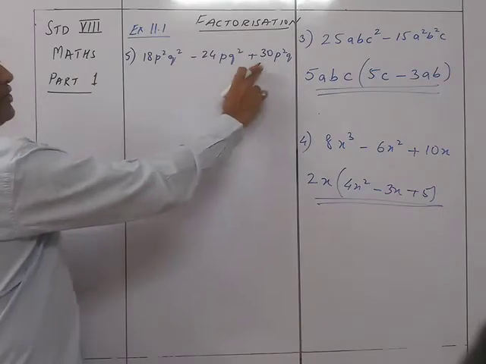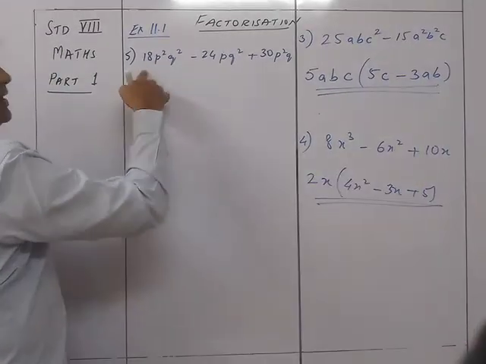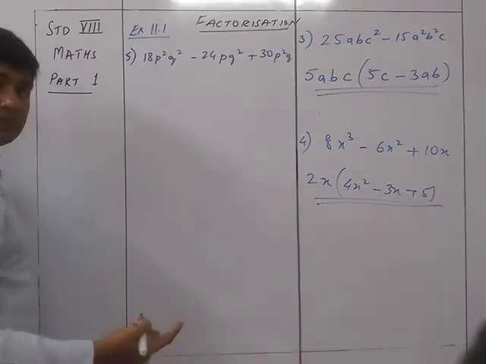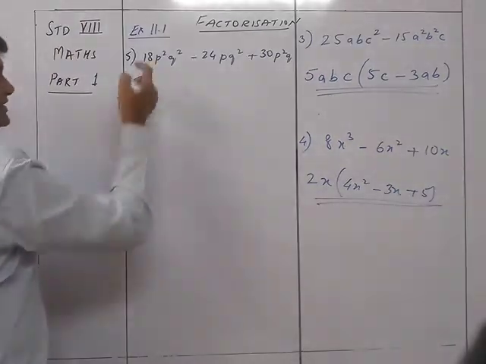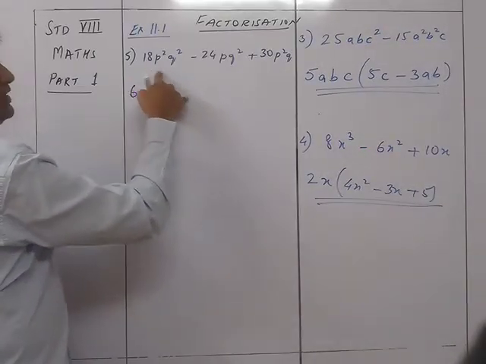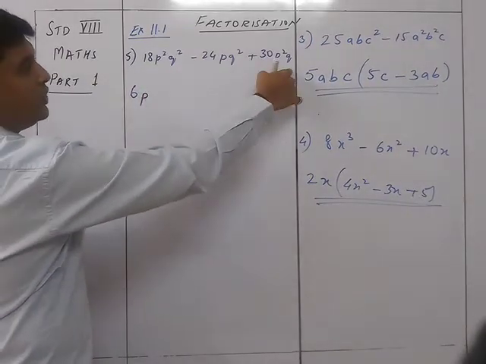Between 18, 24 and 30, the common factor is 6. 6 के टेबल में 18 भी आता है, 24 भी आता है, 30 भी आता है. उसके बाद के कोई भी टेबल में साथ में नहीं आता, 12 वगैरह में नहीं आता. So that's why 6. p square and p, p is common. q square and q, so q is common.